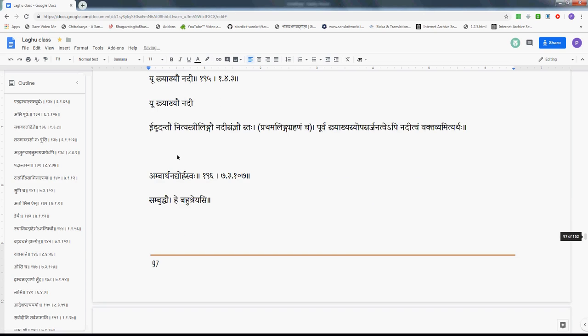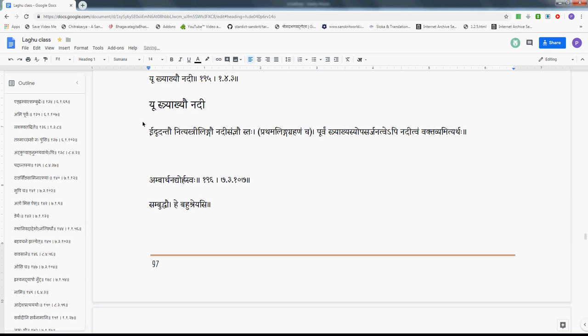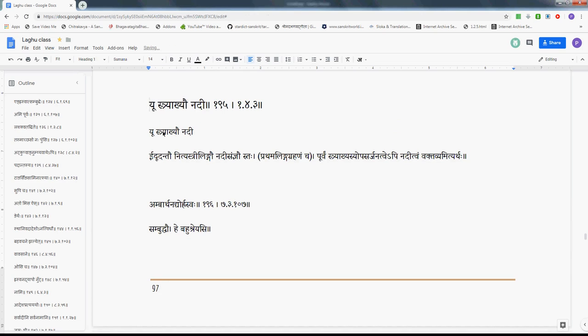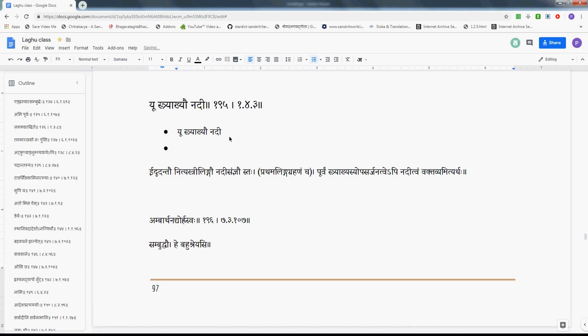So if you make a samasa here, what would the samasa be? Mark this in bold. So if you make a samasa for 'I' and 'U', E cha, U cha. What sandhi will it get? E and U, yana sandhi. So E cha, U cha, Yu. This is itaretara dvandva. Yu, Striyakhyo Nadi.